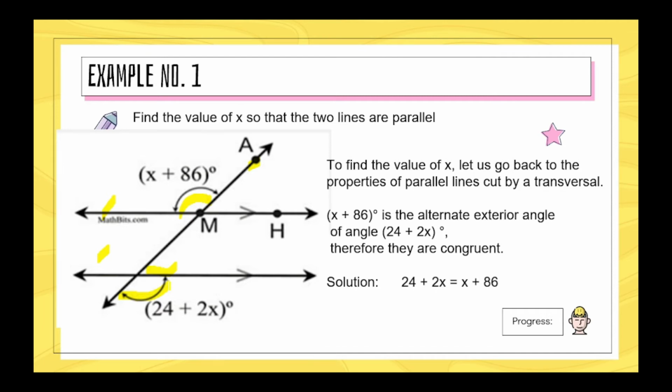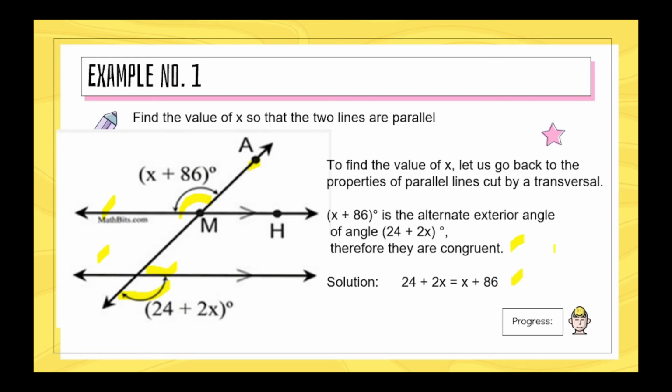Since yung 24 plus 2x ay equal kay x plus 86, meron na tayong equation. Since we are going to solve for the value of x, kailangan natin ng equation, at base sa ating pairs of angles na alternate exterior angle, nagkaroon tayo ng relationship doon sa dalawa. They are congruent, and according sa ating definition of congruent, they are equal. So, we already have now the equation. Then, we are now ready to solve for the value of x.